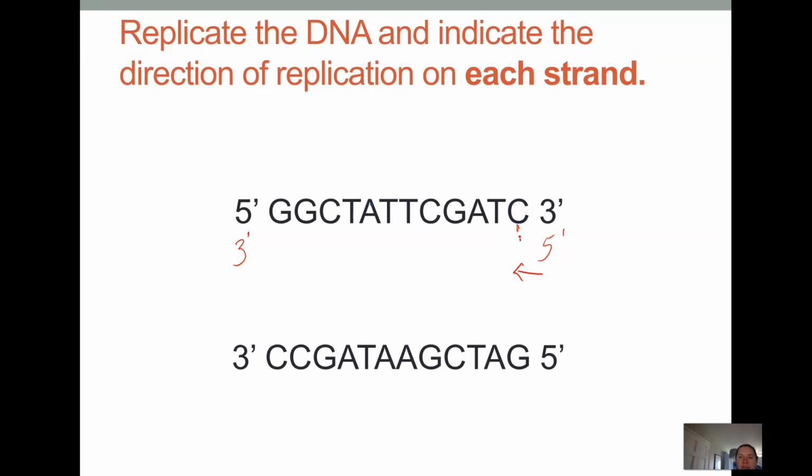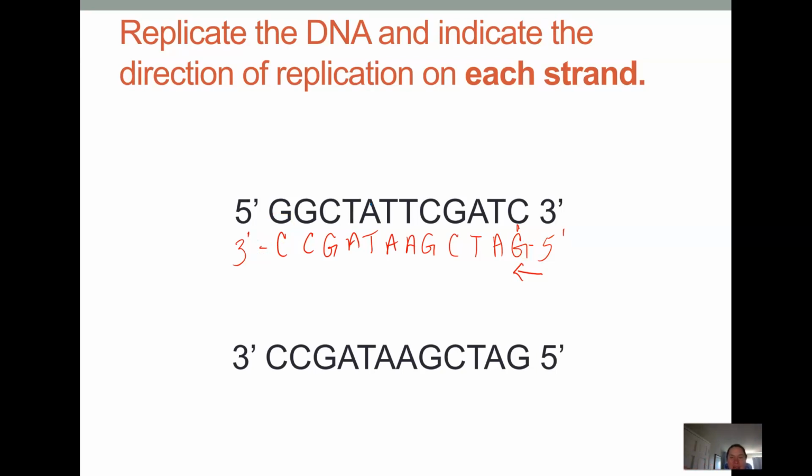So the complement to C is always G. Then T would be A, C, G, A is T, A, G, C, C. Look at that. You just replicated your first strand of DNA.